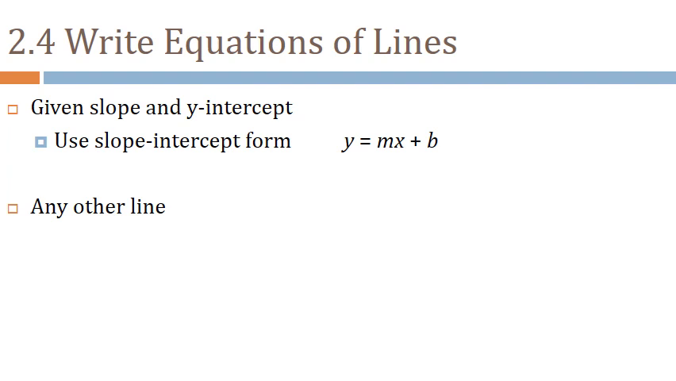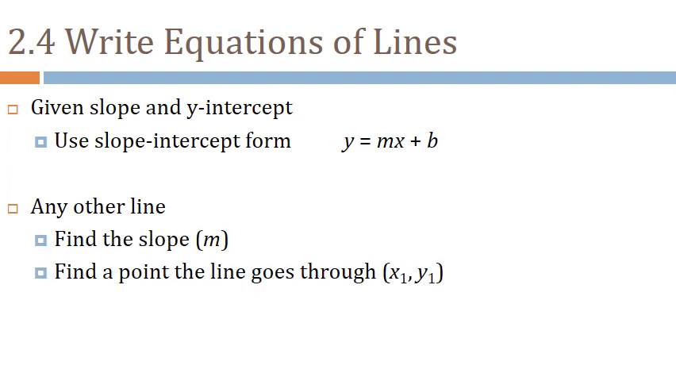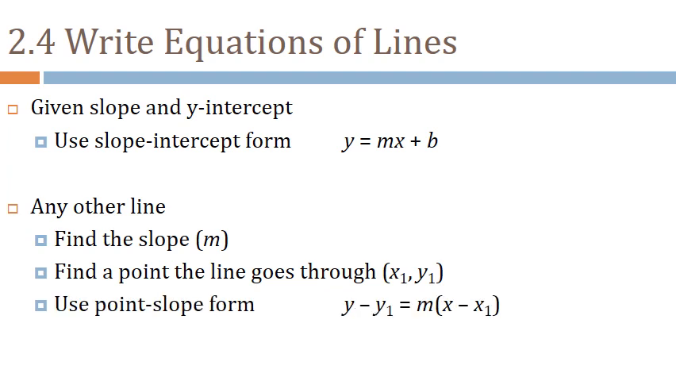If it's any other line, you must have the slope and another point, which we'll call x1, y1. And then we fill in the point slope form.